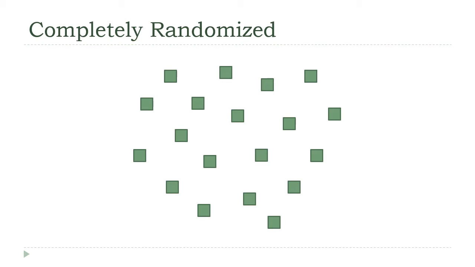In this scenario, every member of the population is treated identically, right? They're indistinguishable, like the blocks on the pattern here. Everyone has the exact same probability of being selected and included in the sample.